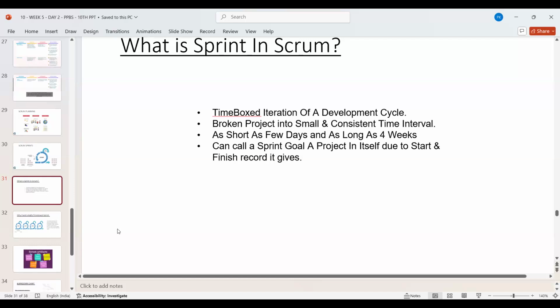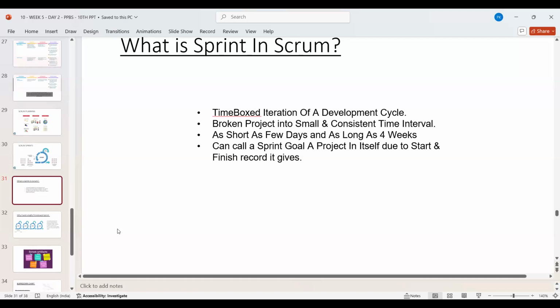Thank you. Next point, as short as a few days and as long as a few weeks. Now we know this. It can be as short as 5 days, that is 1 week, and it can be as long as 4 weeks, that is 20 days. We count only weekdays or working days. Always remember, we don't count Saturday and Sunday because nobody works on that. It is not expected for you to work on that.